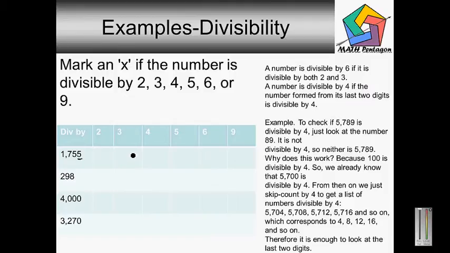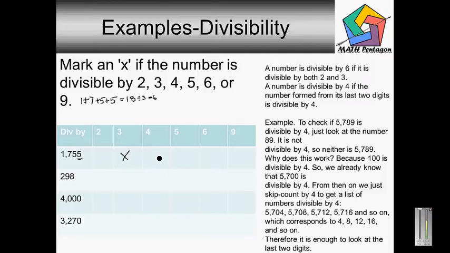For 3, the rule for divisible by 3 is we have to add up the numbers. So we'll do 1 plus 7 plus 5 plus 5. So 5 plus 5 is 10, plus the 7 is 17, plus the 1 is 18. So we end up with 18. 18 divided by 3 equals 6. So yes, we put an x over here.